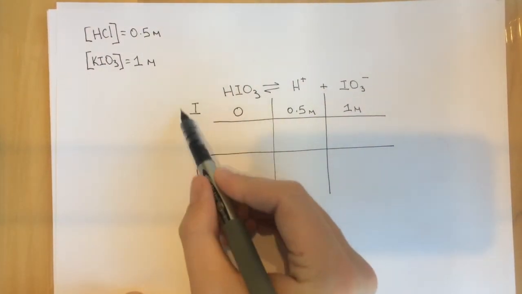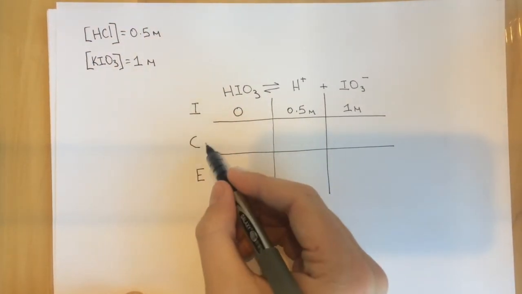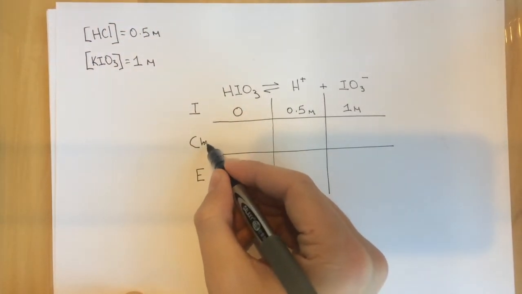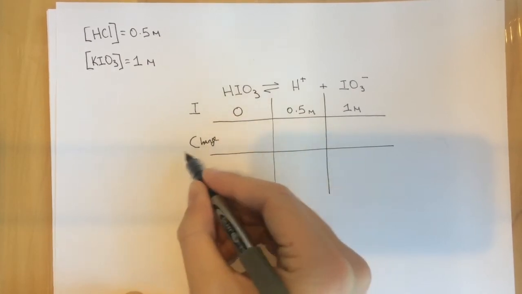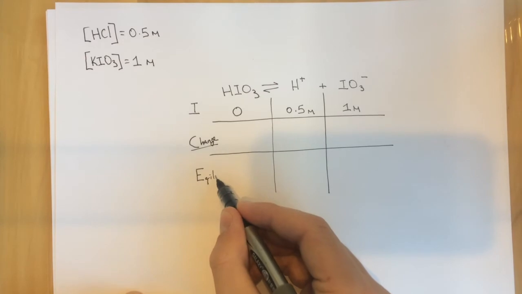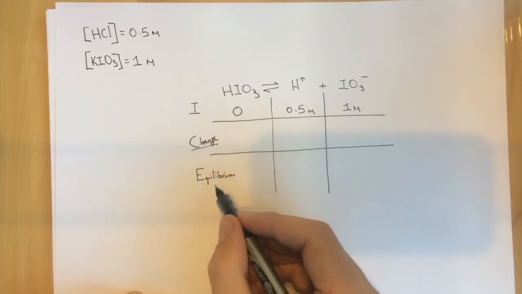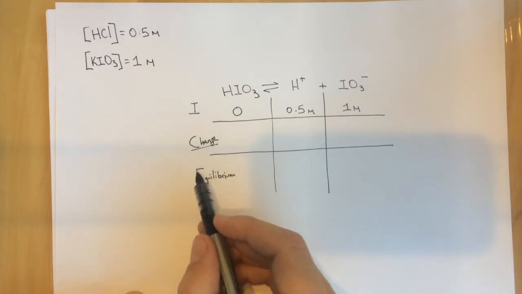So the important thing to remember is for the ice table, the I is for initial, the C stands for change, as in the change in the concentration as the reaction goes to equilibrium, and the E is equilibrium. So what is the concentration when the reaction is at equilibrium?